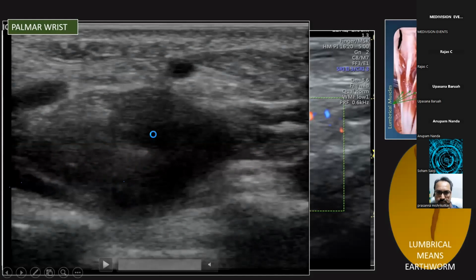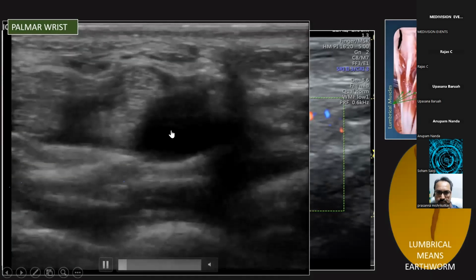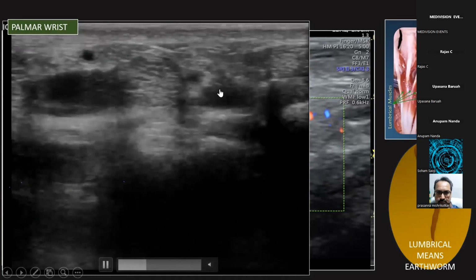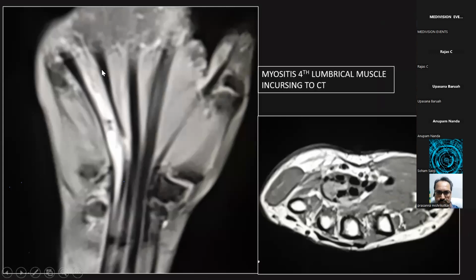And going to the video here, this is the area. As we move distally, we can see it is continuous with the lumbrical muscle, and in the MRI, we can see there is definite myositis of the muscle, and it is extending into the carpal tunnel level.